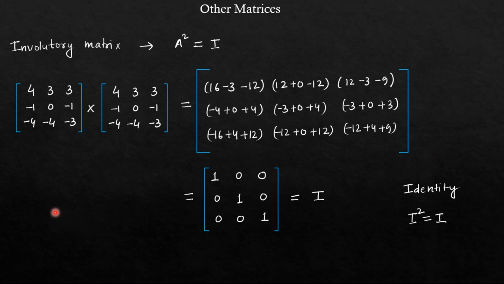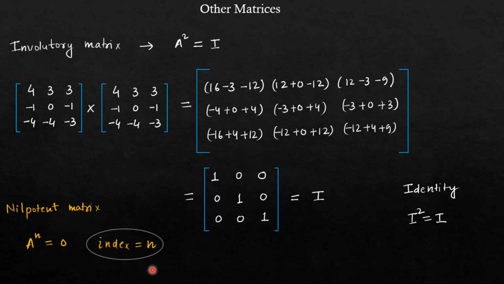And the last type of matrix is nilpotent matrix. In this case, if you take the nth power of any matrix and it results in a null matrix, that is O, then that matrix will be known as nilpotent matrix. And the index of such matrix will be n. Okay. So nilpotent matrix is the one in which nth power is equal to null matrix. And the power for which it comes out to be null matrix is known as index of such matrix.